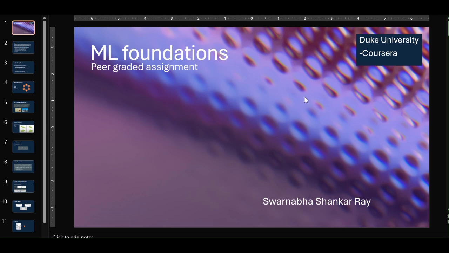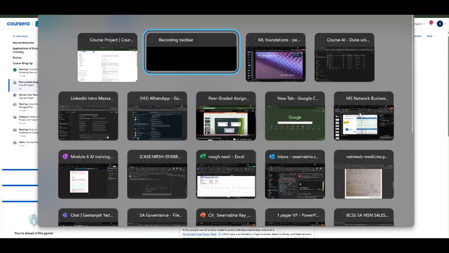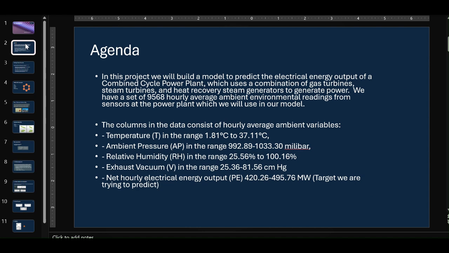To review my assignment on ML Foundation, which is in collaboration with Duke University. Now, this is a peer-graded assignment, and the agenda for this project is to build a model to predict the electrical energy output of a combined cycle power plant, which uses a combination of gas turbines, steam turbines, and heat recovery steam generators to generate power.